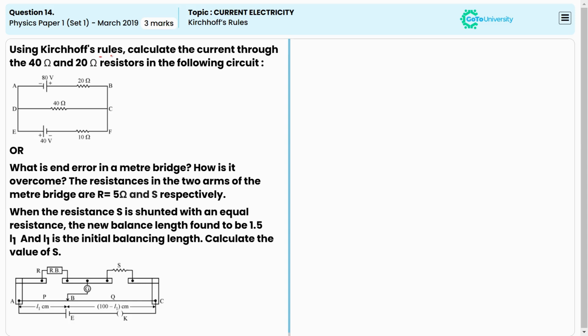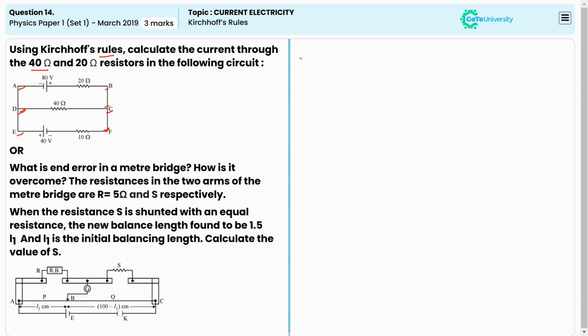Using Kirchhoff's rule, calculate the current through the 40 ohms and 20 ohms resistor in the following circuit. This is the circuit here, in loop A, B, C, D, A and loop F, C, D, E, F. We are going to consider this as two loops. Then we can find the values here.